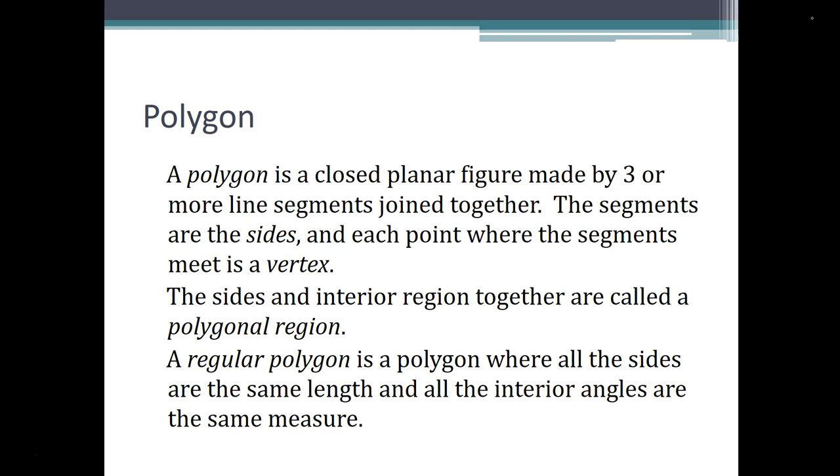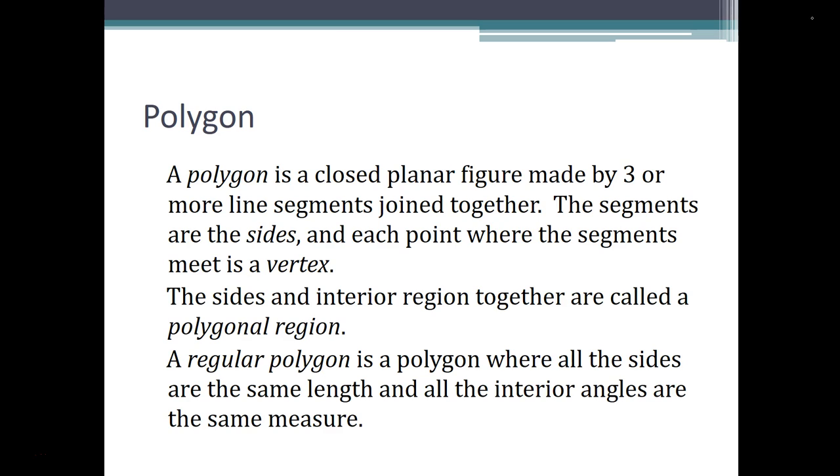What is a polygon? A polygon is a closed planar figure made by 3 or more line segments joined together. So in other words, the figure you can draw on a flat surface. It's closed in, so all the edges are connected. And you have to have at least 3 line segments to make it, but you can have more line segments than that to make one.